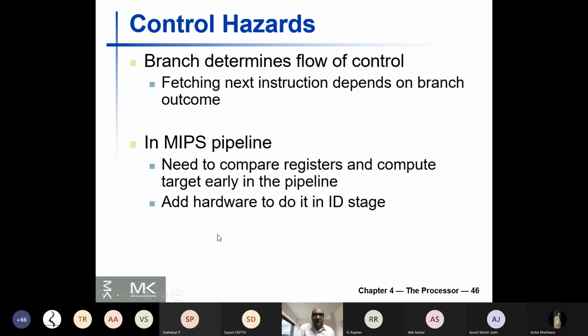Here, if the branch result is available only at the fourth stage, three instructions are already fed in. The next instruction to be fed requires removing those instructions and feeding the new one. So three cycles are wasted. For every branch instruction, if the branch is taken, whatever instructions were fed soon after the branch instruction need to be flushed out.